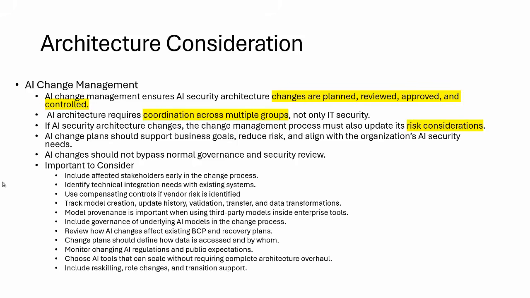So we need to include how it affects the stakeholders, technical integration, and using a compensating control. Change can track the model creations, model provenance, which is the most important part. What is model provenance? Basically, it talks about the source of the model, the purpose of the model. We need to review how the AI change affects the BCP and recovery, because we need to have a contingency plan and make sure you have a rollback plan and all that.